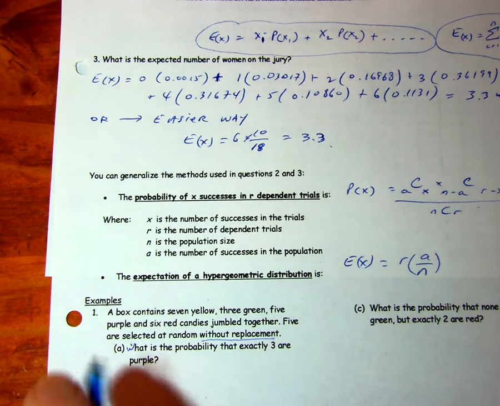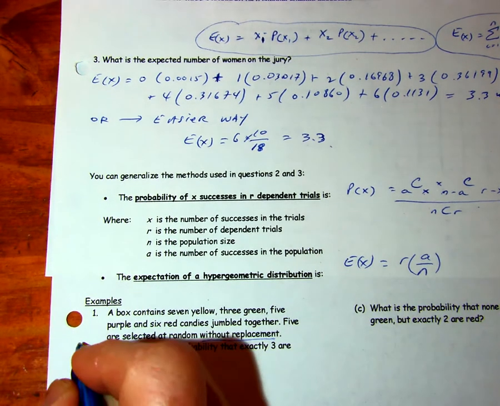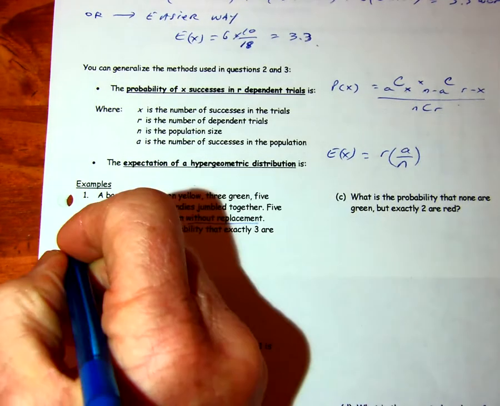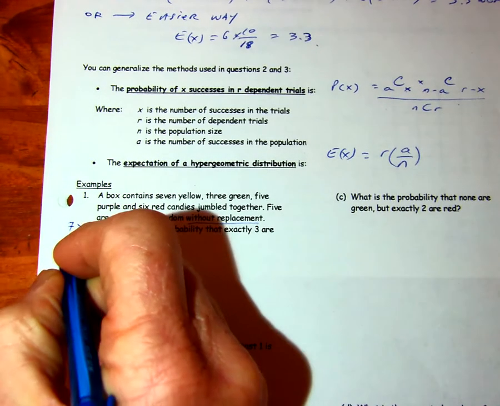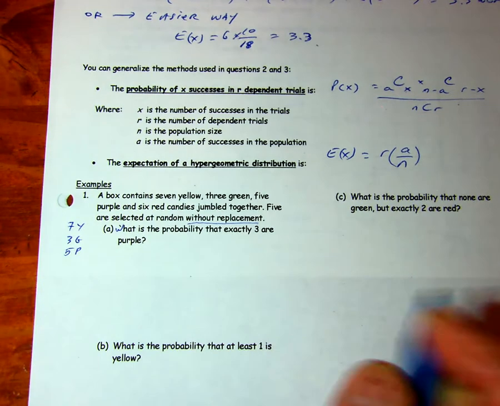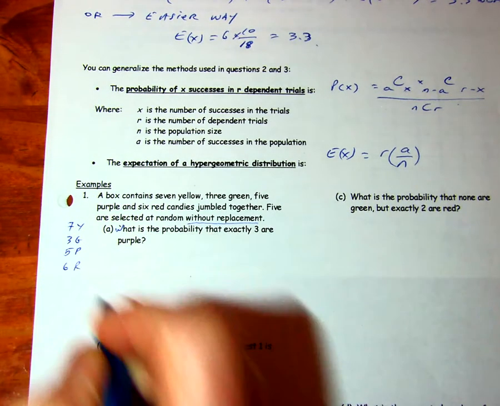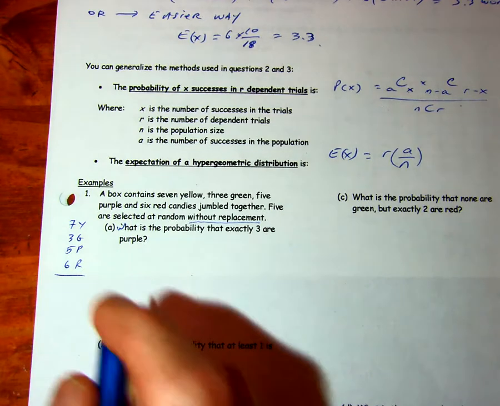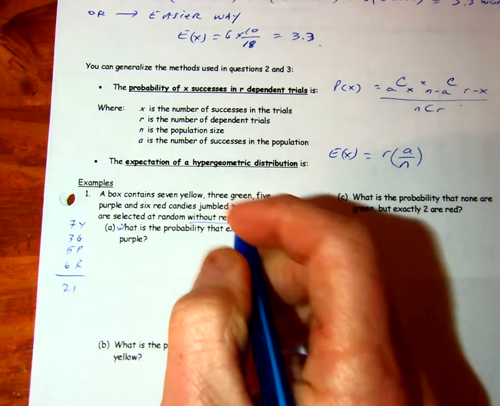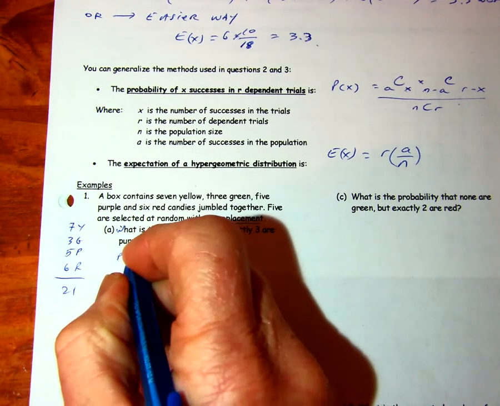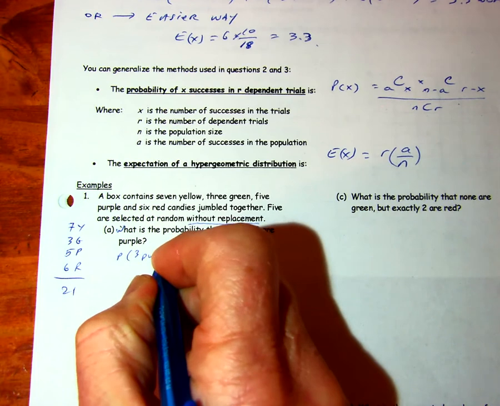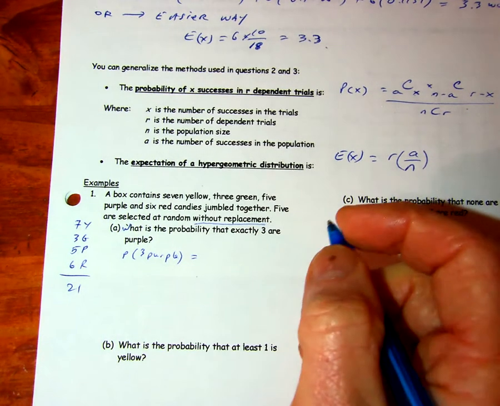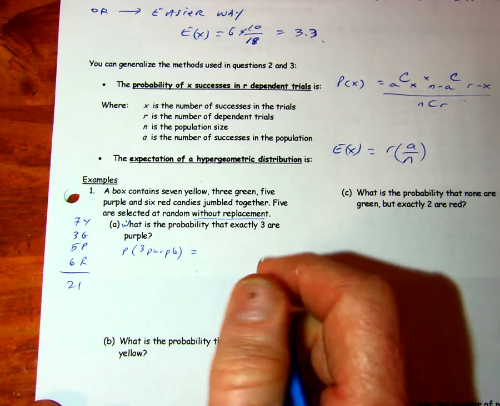So let's just look at this. We have 7 yellow. We have 3 green. We have 5 purple and 6 red. How many altogether? 21. So the probability of 3 purple equals what? Let's just do it together.